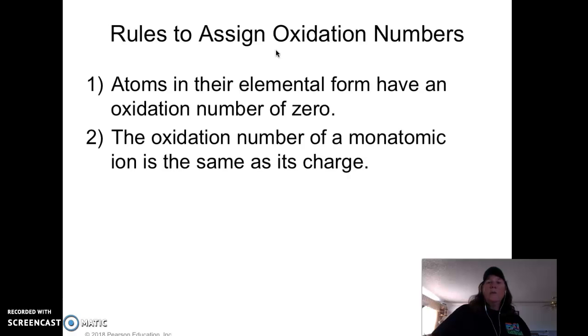Okay? If it's a monatomic ion, it's the same as its charge, and again, that's the chart I was talking about. If you look at the first row of lithium and sodium and potassium, they're all +1. That's their oxidation number. Okay? The halogens like fluorine, chlorine, bromine, iodine, those guys are all -1. That's their oxidation number. Okay?